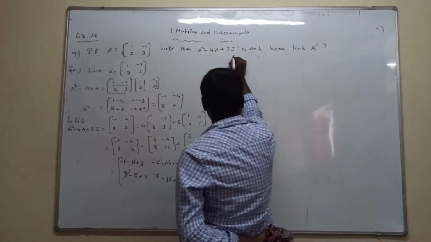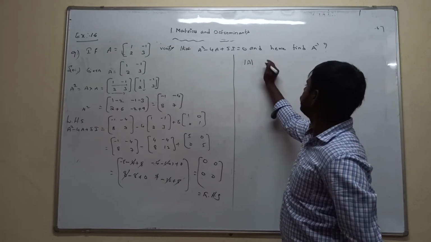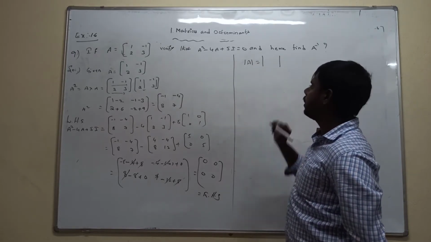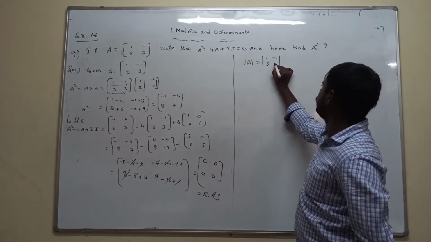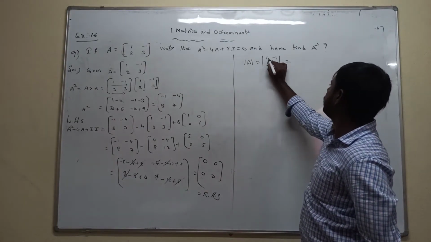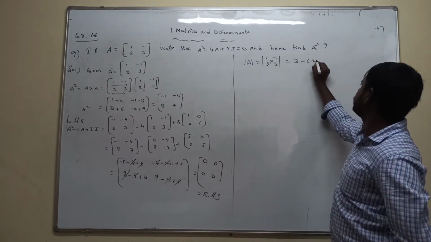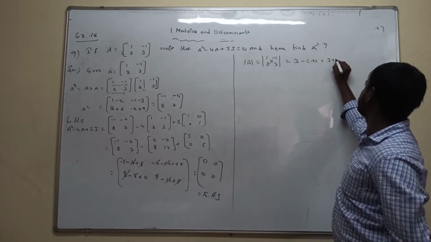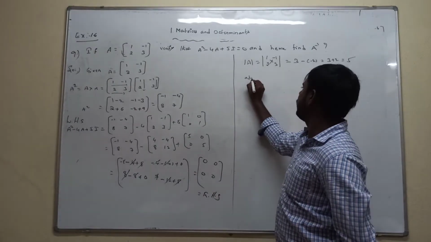Next we need to calculate the inverse of A. First we are calculating the determinant of A. Substitute the determinant of A with 1, minus 1, 2, 3. Apply cross multiplication. 1 into 3 is 3, minus 2 into minus 1 is minus of minus, plus 2. 3 plus 2, that value is 5. Next is the adjoint of A.